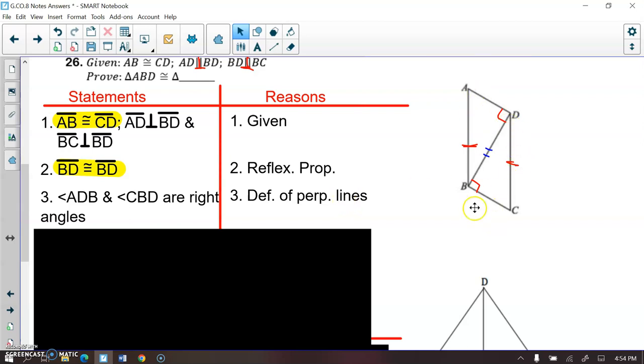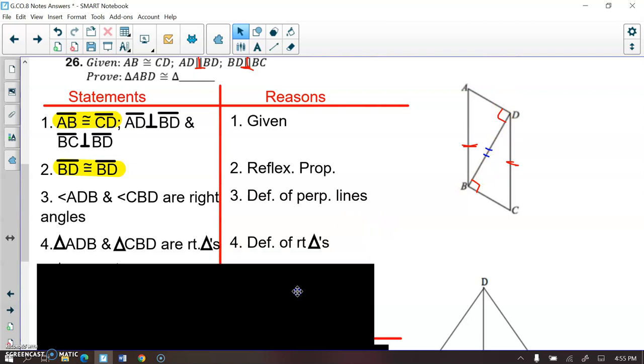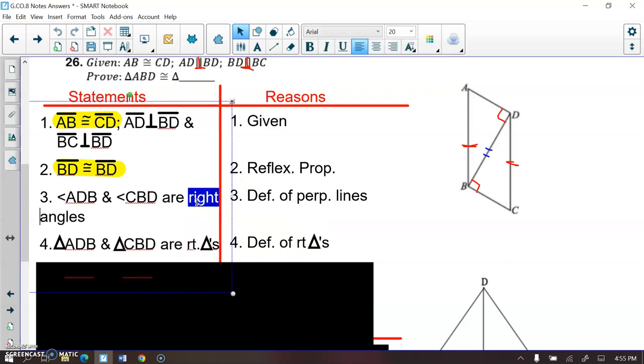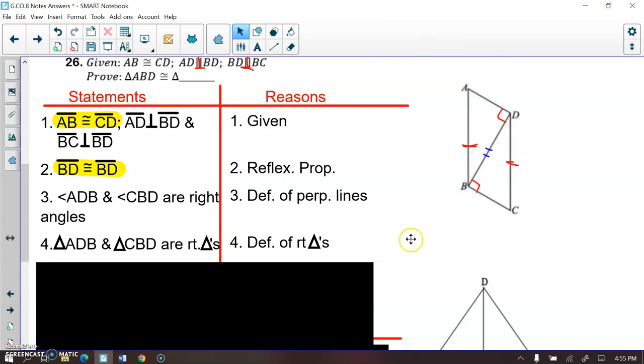Well, if I know that these are right angles, then I know that these are right triangles, because the definition of a right triangle is that it's a triangle with one right angle. So triangle ADB and triangle CBD are right triangles. That's the definition of right triangles. You can abbreviate right as RT. I'm okay with that. I didn't up here, but you can abbreviate that as RT.